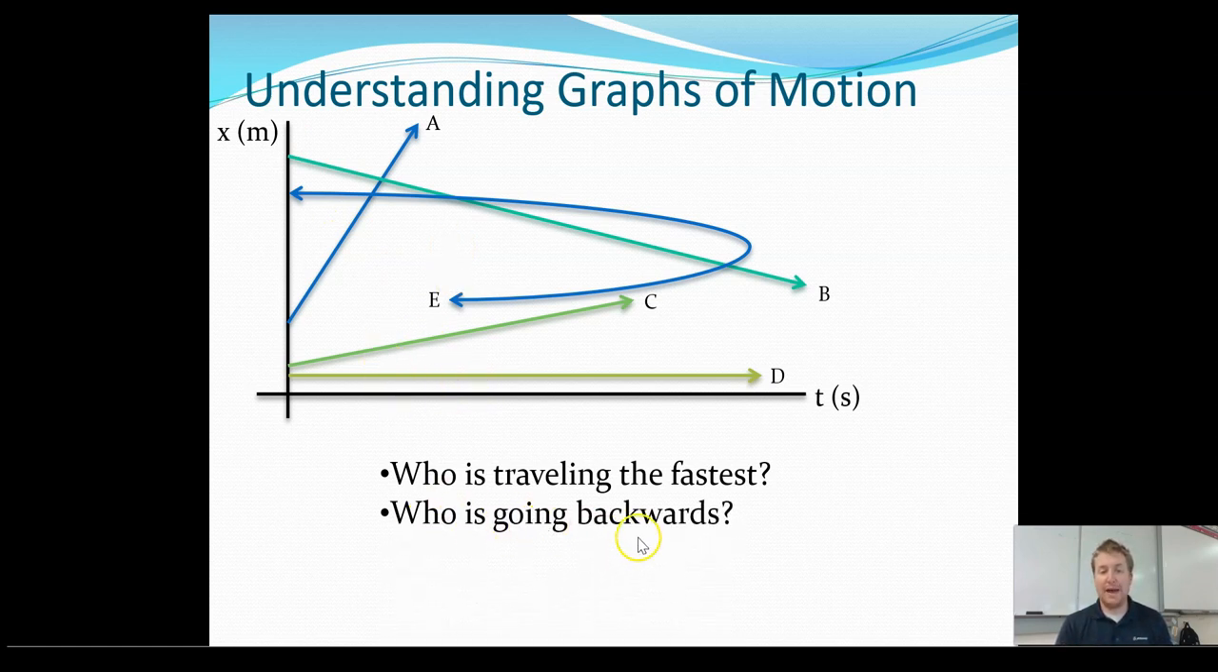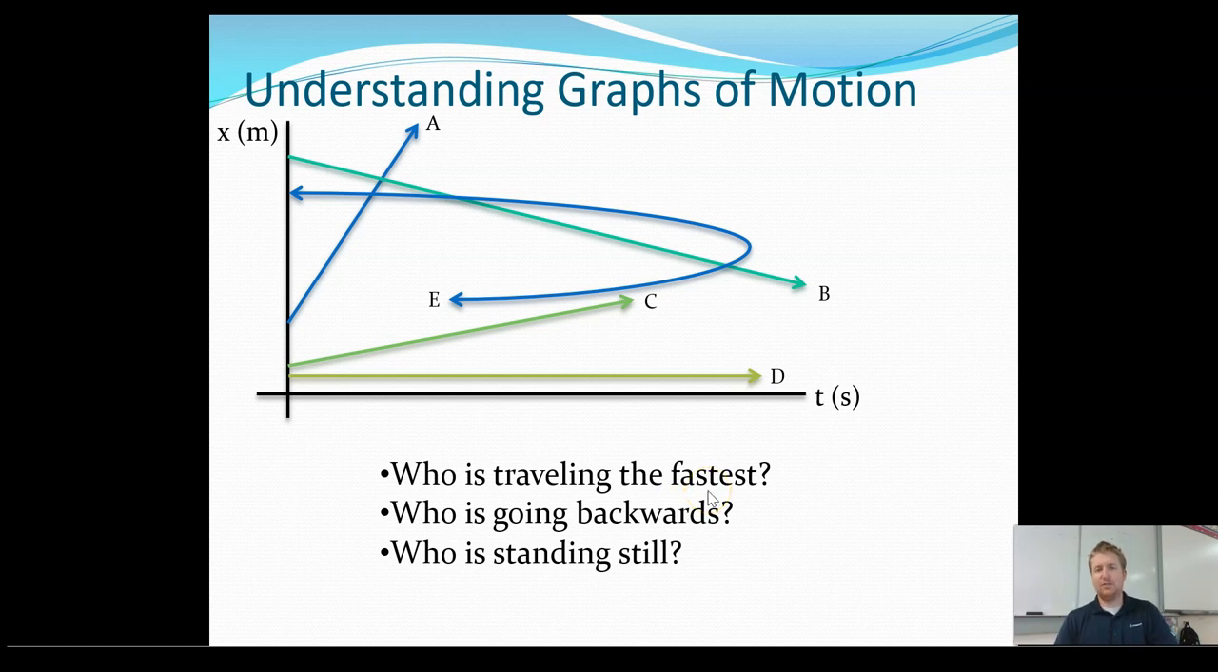Okay, who's going backwards? Remember, backwards is relative to where we decide the start is. So in this case, if we decide that this is the starting point, down here at the origin, anything heading back towards the origin would be moving backwards. So B on this graph is moving from an initial position farther in front of the origin, and is moving back towards that origin. It's moving backwards, back towards the beginning. C, A, and D are not moving back towards the origin, so they would not be moving backwards.